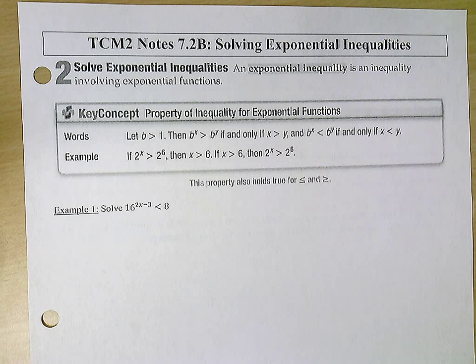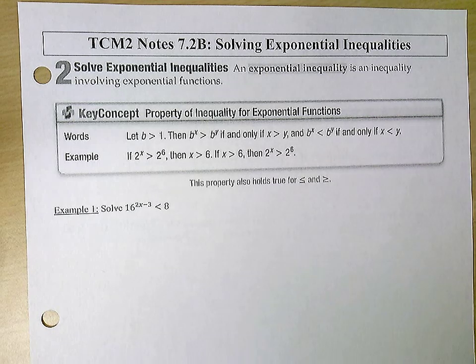So looking at 7.2b, it's pretty much the same as 7.2a. 7.2a was solving exponential equations. Now we're just going to solve an exponential inequality. That's where you have that greater than or less than sign. So solving exponential inequalities: an exponential inequality is an inequality involving exponential functions.